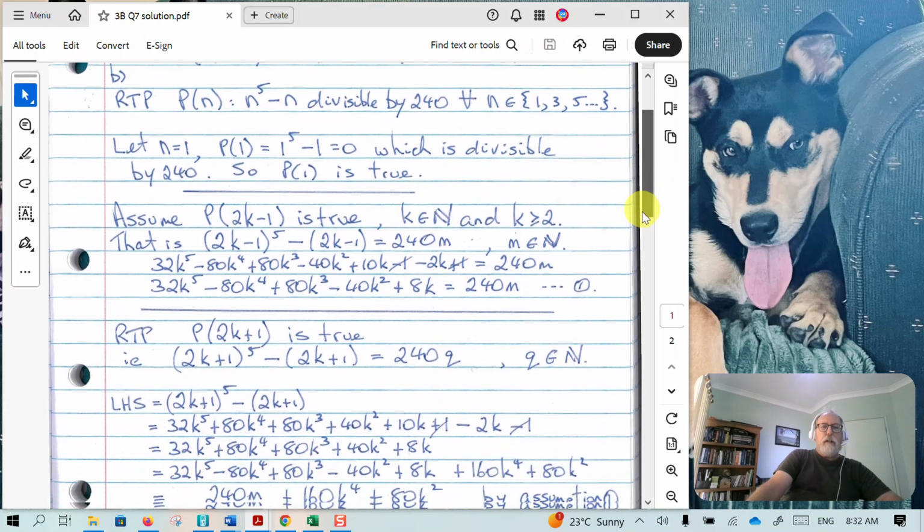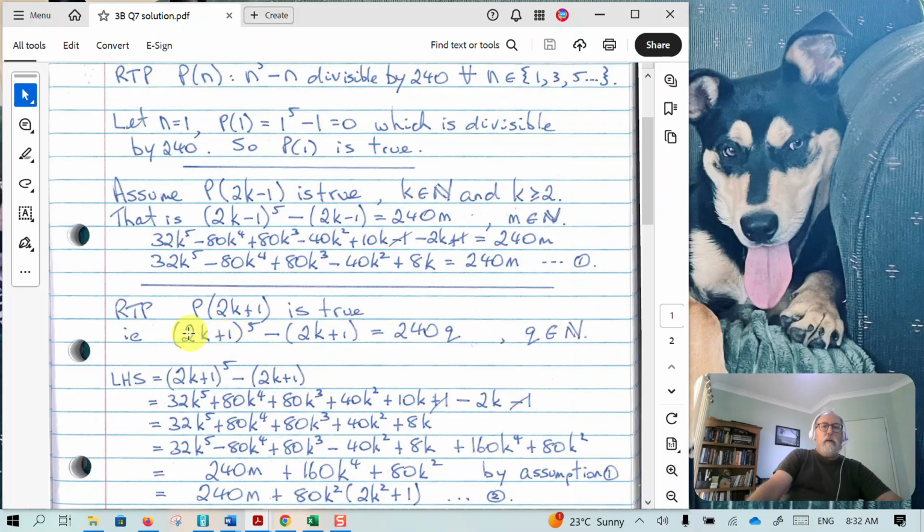Let's move into the inductive step. We have to now prove the next odd number after 2k minus 1. Odd numbers jump up by 2, so the next value is 2k plus 1. Again, k is still an integer which is greater than or equal to 2. So this is what my required to prove looks like: that (2k plus 1) to the 5th minus (2k plus 1) is a multiple of 240.